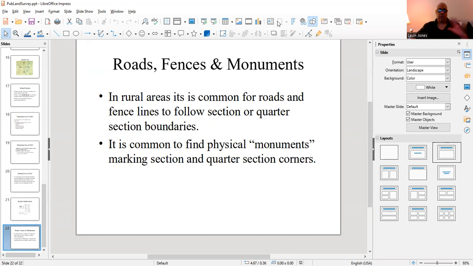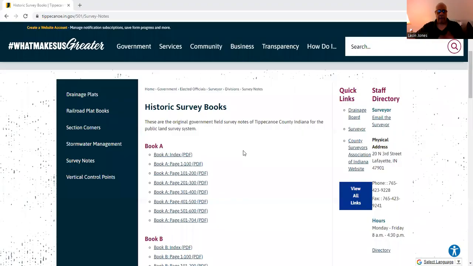Now, with all that being said, where do I find all the information with regards to a plat? It depends on what state you're in. Here in Indiana, we go to the county surveying office. I live here in Tippecanoe County, and this is where I found all of my information.